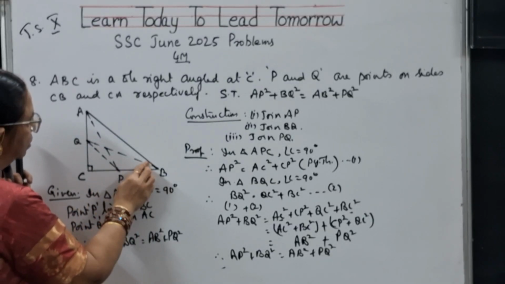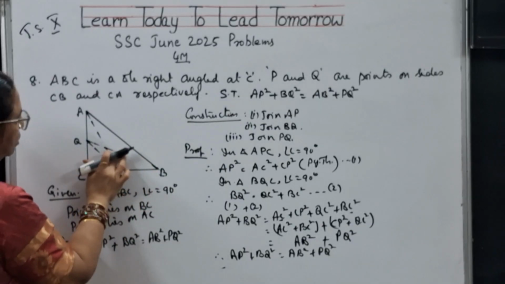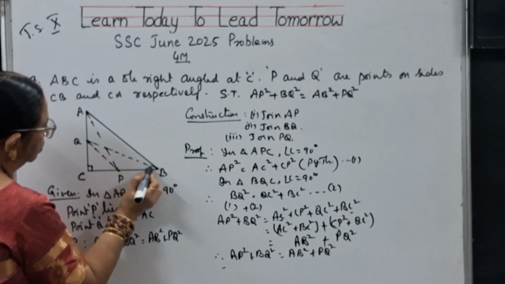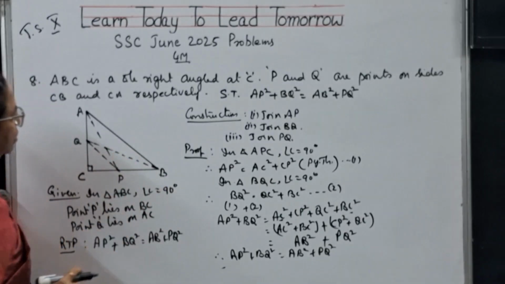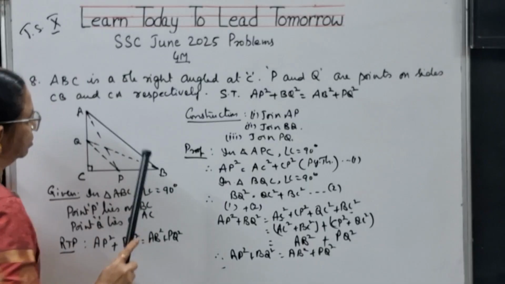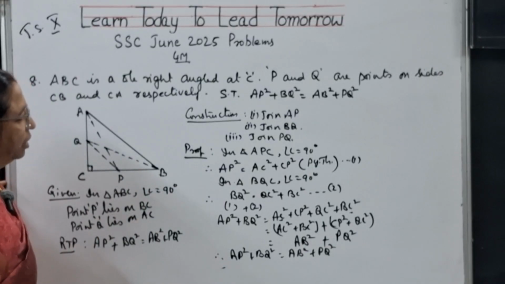This line should be a little bit to touch BC, children. It should be like this. Okay. So BQ square is equal to QC square plus CB square. This is again Pythagorean theorem.